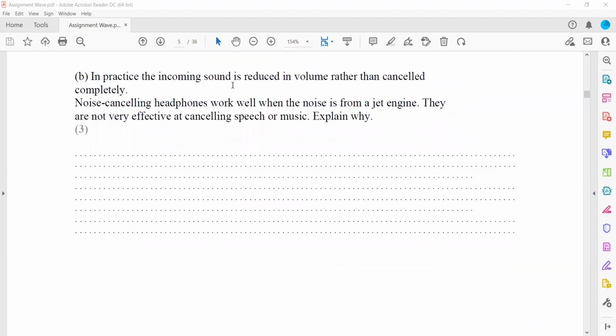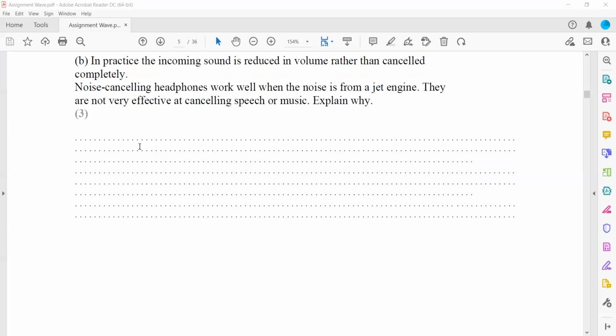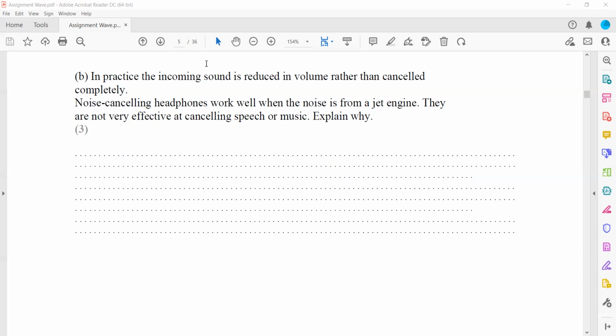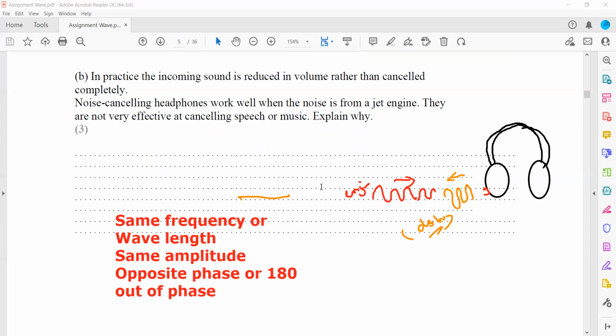they're saying in practice, incoming sound is reduced in volume rather than completely cancelled. Noise cancelling headphones work well with the noise from the jet engine. They are not very effective in cancelling speech or music. Explain a reason for that. Like, why can we not use these same noise cancellation headphones to completely cancel out human speech or music?